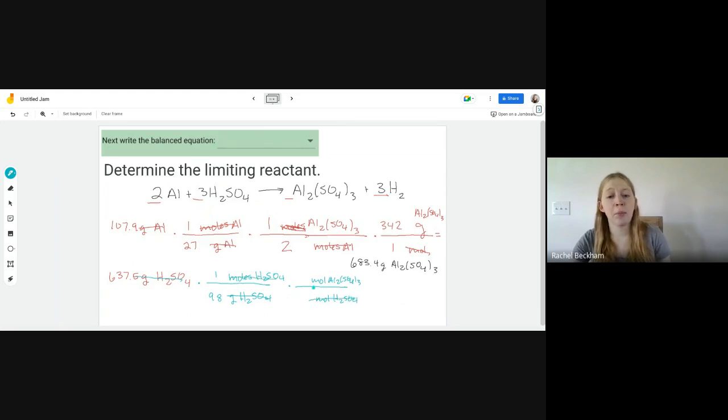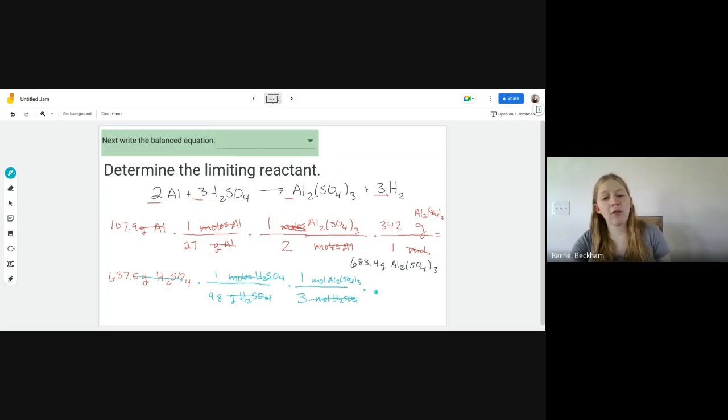And again, this is a mole to mole step. We need to look at the equation here. For the H2SO4, there's a 3 in front of it, so I'm going to put a 3 on the bottom. And for the Al2SO4, there's nothing there, so it's just a 1, and so we're going to put a 1 there.